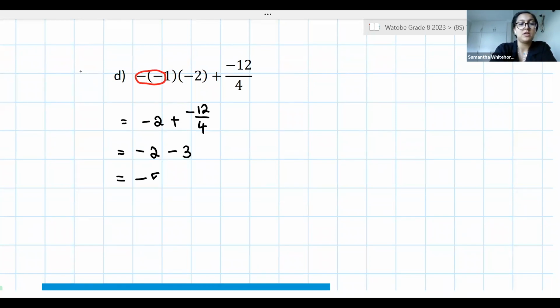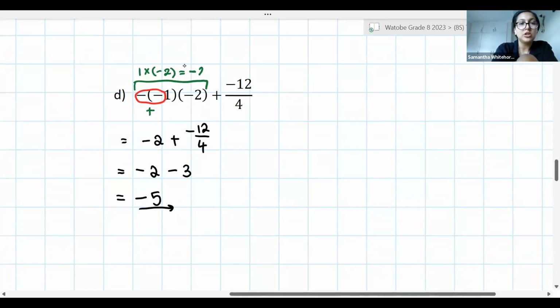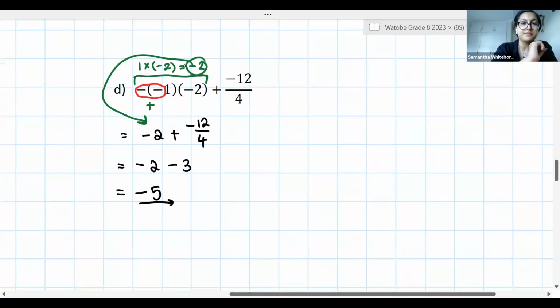Perfect. Okay, so there's a couple of things I just want to chat about there, just so that we're all on the same page. Firstly, the -2, where did that come from? That came from this multiplication up here. Remember I said to you that negative, negative right next to each other is actually a positive. So what we have is 1 times -2. A positive times a negative is a negative, 1 times 2. So that is where the -2 came from.